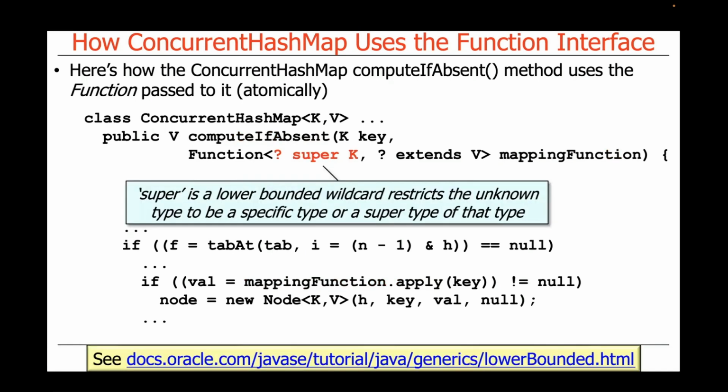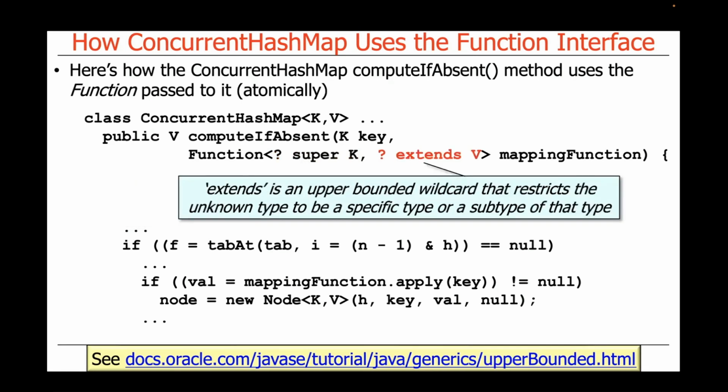The particular syntax here is a little interesting, so I want to mention it briefly, even though it's a bit outside the scope of the discussion. This function is going to take two generic parameters. The first one defines a lower bounded wildcard, which restricts the type we're defining here to be either a specific type or a super type of that type. And that's what's called a lower bounded wildcard.